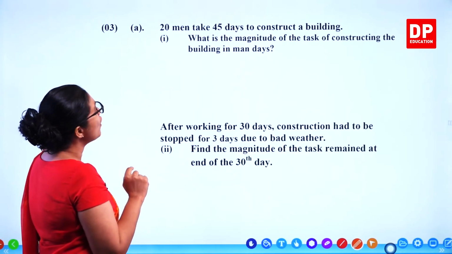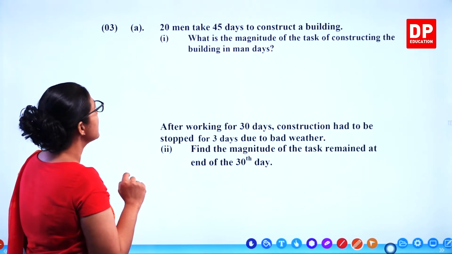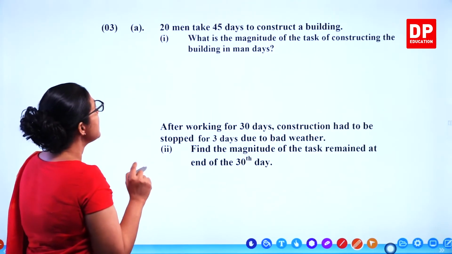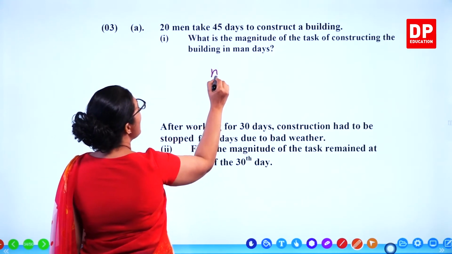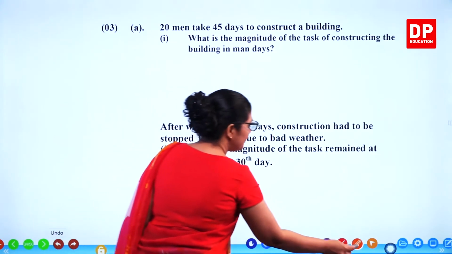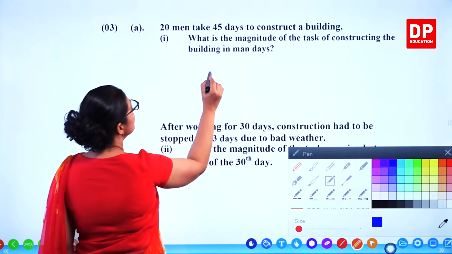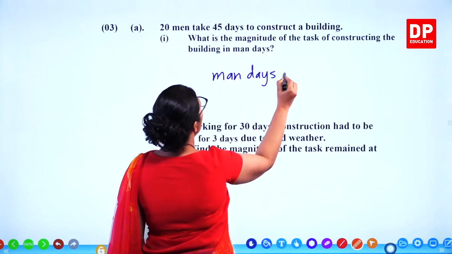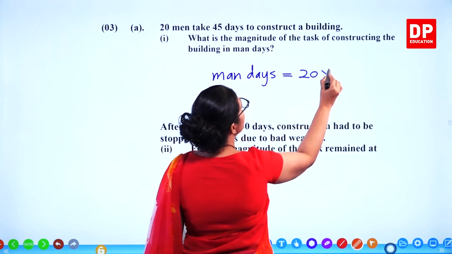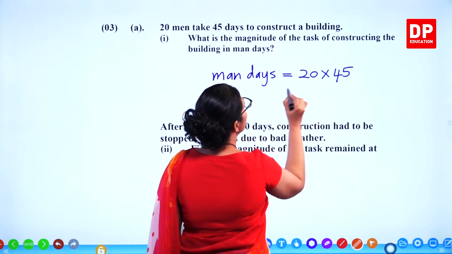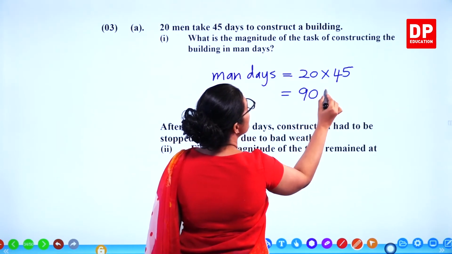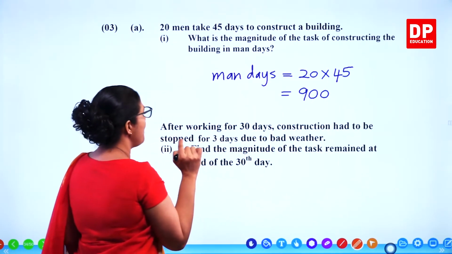20 men take 45 days to construct a building. What is the magnitude of the task of constructing the building in man days? So man days is equal to 20 into 45. That's total 900. 900 man days are there.